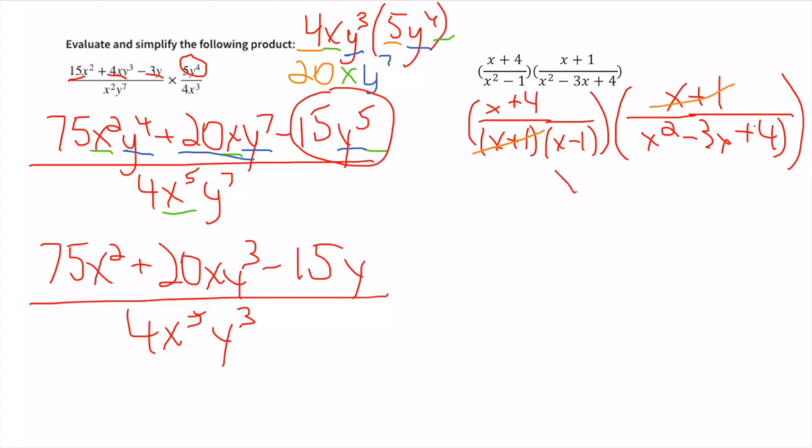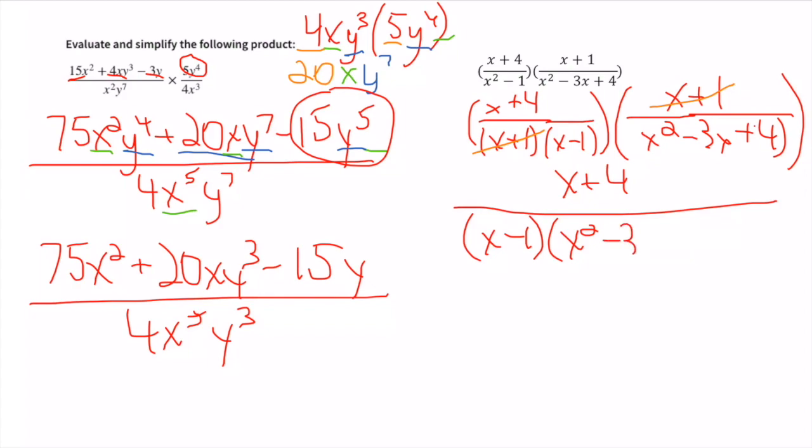So now I have just x plus 4 on top, and I have x minus 1 times x squared minus 3x plus 4 on the bottom. So I'll go ahead and simplify the bottom here.